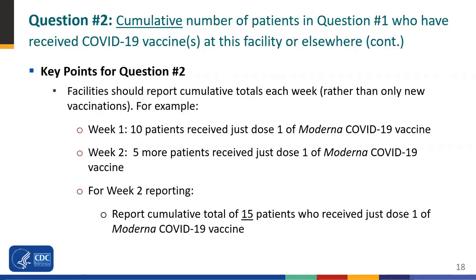For instance, 10 patients may have received only dose 1 of the Moderna COVID-19 vaccine during the first week of data collection. During the second week of data collection, 5 more patients received only dose 1 of the Moderna vaccine. Therefore, you would report that at the end of the second week of data collection, the cumulative total of 15 patients received only dose 1 of the Moderna COVID-19 vaccine.